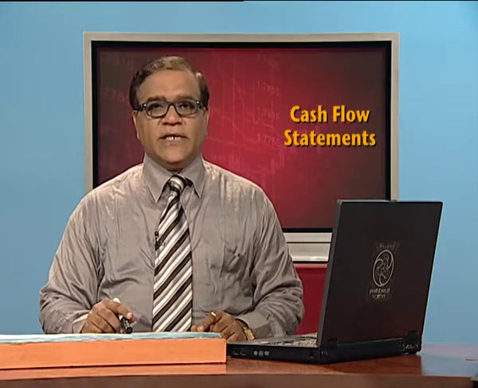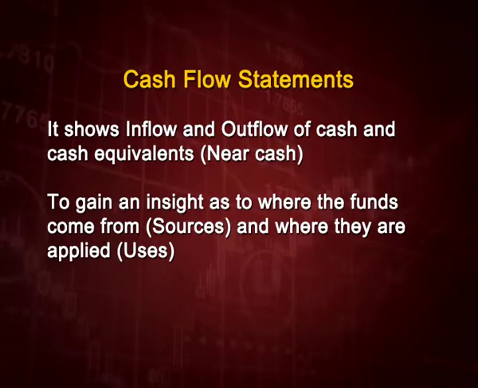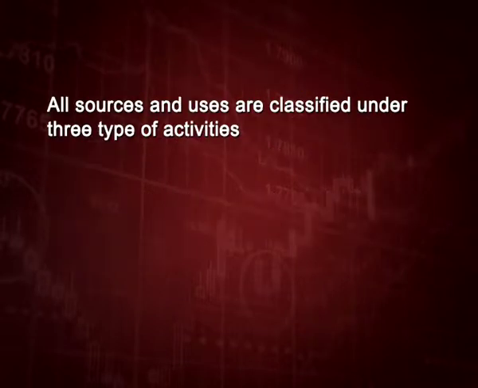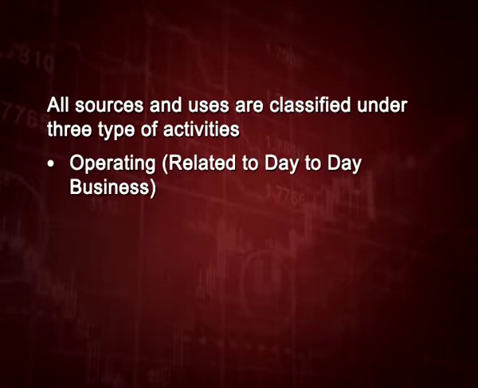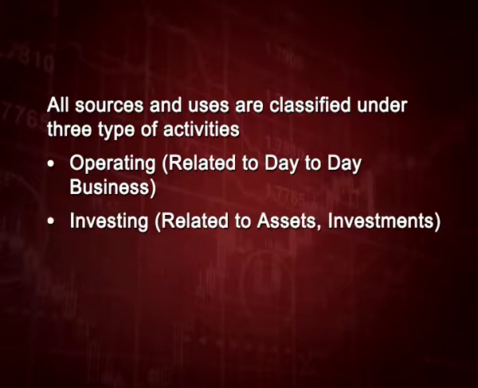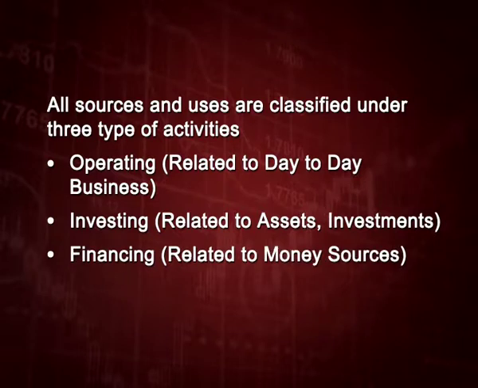Next, to gain an insight as to where the funds are coming from, that is the sources of cash, and where they are being applied, that is the use of cash. All source and use are classified under three types of activities. First, operating activities, which are related to day-to-day business of the enterprise. Next, investing activity, which are related to the assets, investment, sale and purchase. And the third activity is financing activity, that is related to money source and their redemption.